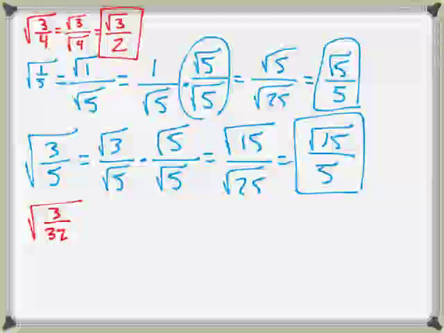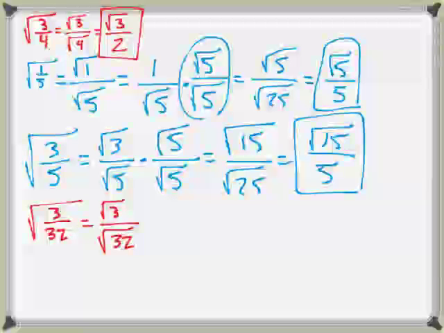Square root of 3 over 32. Does that fraction reduce at all? Do 3 and 32 have anything in common? No. Okay. It would be a good idea to reduce fractions. It makes the number smaller, so it's easier to work with then. But it doesn't reduce, so we split it up.